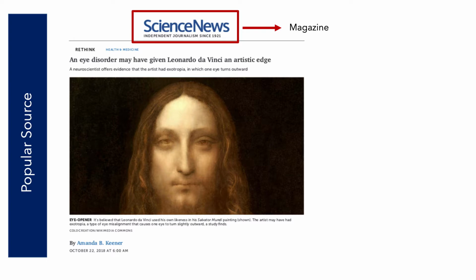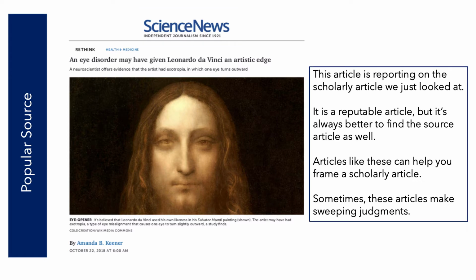Here is an example of a popular source. It is published in a reputable magazine by an author that has a science PhD. Even though she has an advanced degree in the field, this article is not scholarly because it wasn't published in an academic journal. This article is actually reporting on the scholarly article we just looked at.